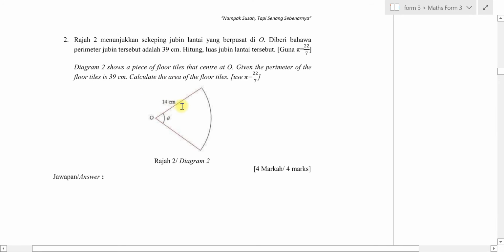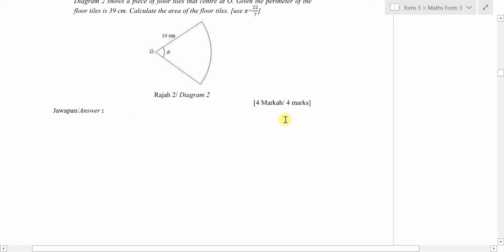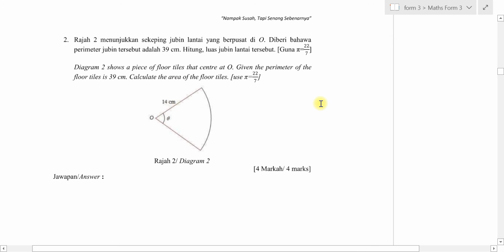Okay, we go to question 2. Diagram 2 shows a piece of floor tiles with center O, and theta is the angle. Given the perimeter of the floor tiles is 39 meter. The perimeter of this floor tile is already given as 39. Calculate the area. This type of question can come out easily.